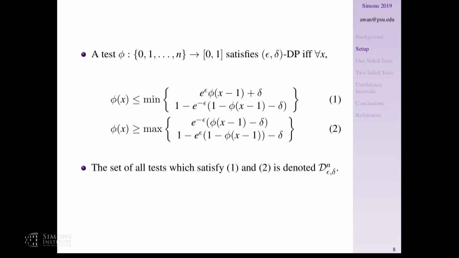I could choose phi of 0, and then I have a range of values I can pick for phi of 1, and then I have a new range for phi of 2. And as long as I satisfy these inequalities as I go along, once I've picked all 0 through n, then that thing is still differentially private. So we're going to study tests phi that satisfy all these inequalities, which is equivalent to satisfying differential privacy. We'll denote that set by fancy D. We'll keep track of the epsilon, delta, and the n.